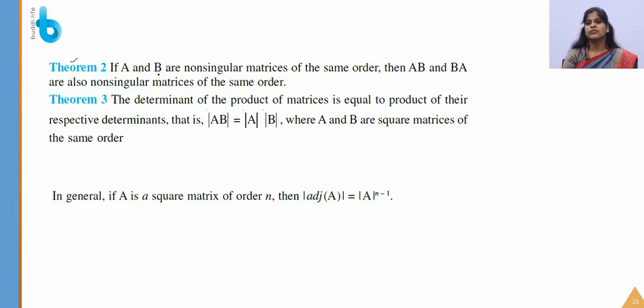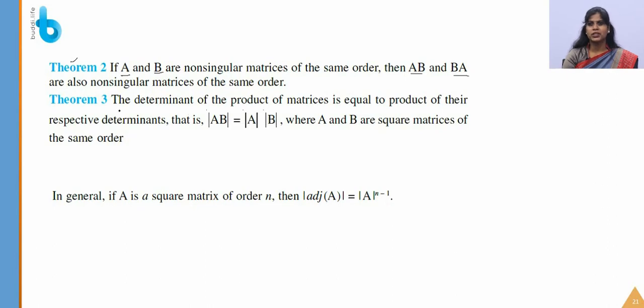See, if A and B are non-singular matrices of same order, that is, if you take the determinant of A and determinant of B, both should not be equal to 0, and they should be of same order. Then A into B and B into A are also non-singular matrices of the same order. If you find the product of both the matrices, A into B and B into A, they will also be non-singular matrices.